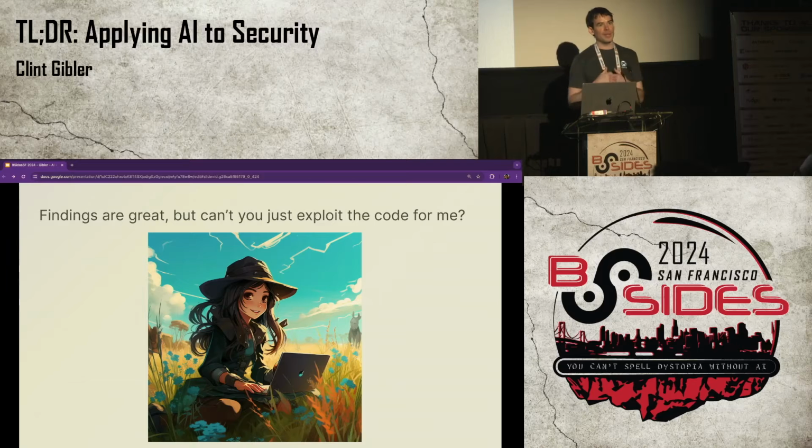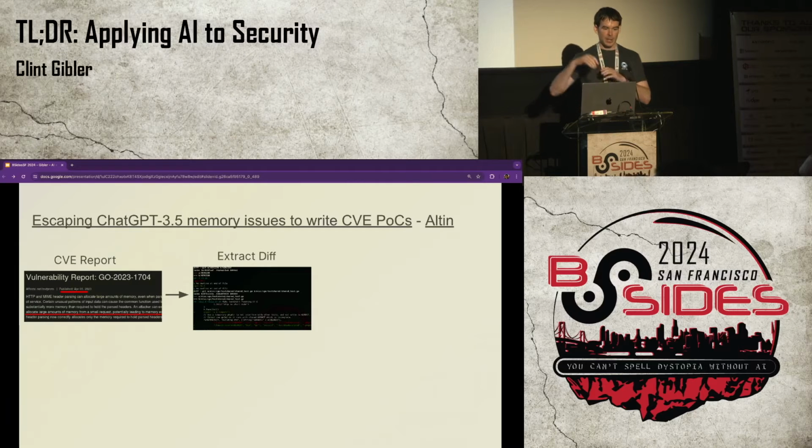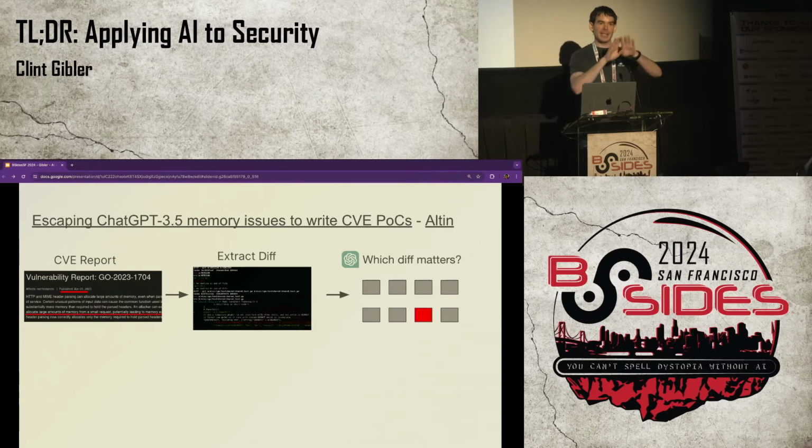Okay, so maybe you're like, yeah, finding security issues is cool, but couldn't you just exploit that for me? That would be more rad. So this blog post takes a look at what that would look like. Let's say you have a CVE report saying this version of this library has a vulnerability. You could then programmatically extract the diff, because in this version it's vulnerable, in this version it's fixed. So from that, there's probably a set of file differences, like these things have changed in those commits.